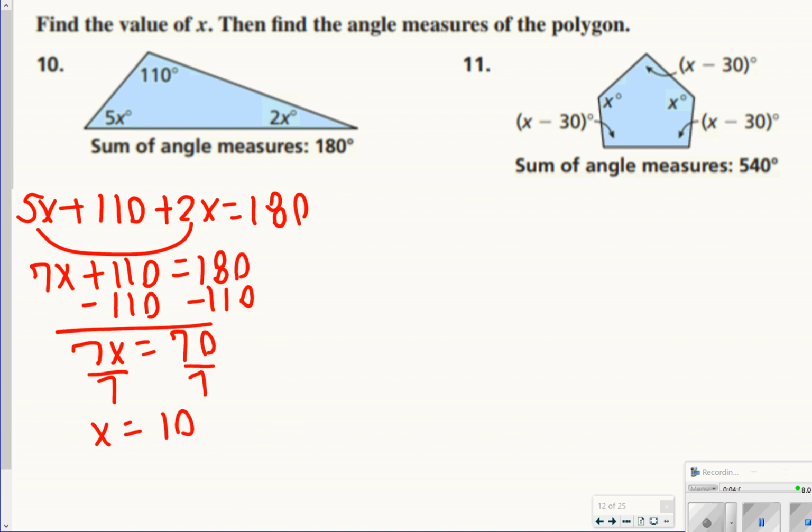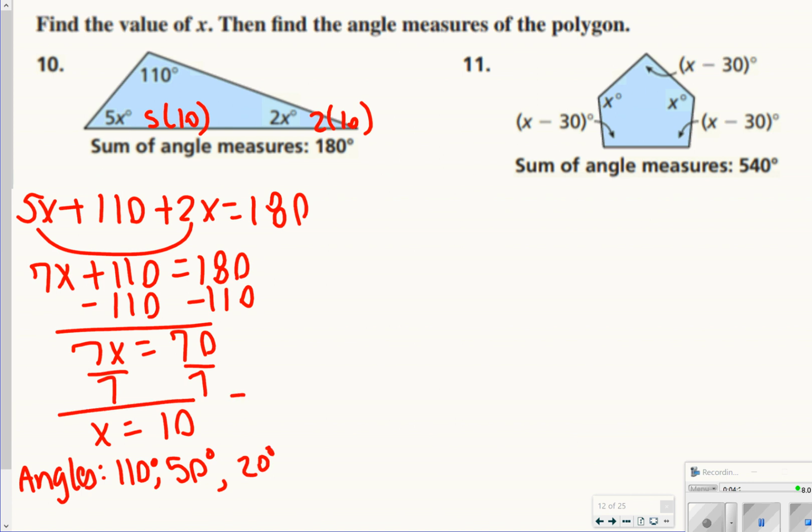So my 3 angles will be 110, and then 5x, I'm just going to do 5 times 10, which is 50 degrees, and then 2 times 10, which is 20 degrees. So both of these answers would need to be given for number 10 to get full credit.